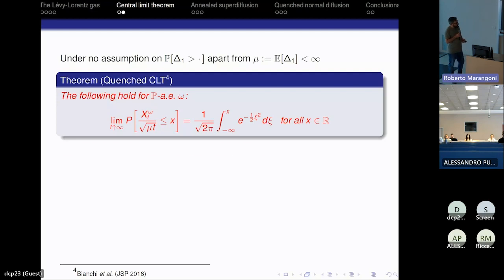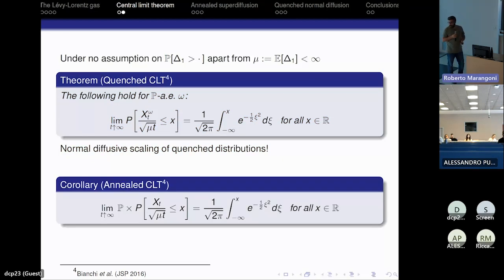This is the important content. From here, immediately, you get a similar result for the annealed problem. If instead of a typical realization omega of the disorder, you average over disorder, you get the same limiting distribution. So the central part of the distribution of the displacement of the particle, both in the quenched and in the annealed framework, displays normal scaling. There is no evidence of superdiffusion in the central part of the distribution. In order to understand whether superdiffusion can occur, we need to analyze the large fluctuations.